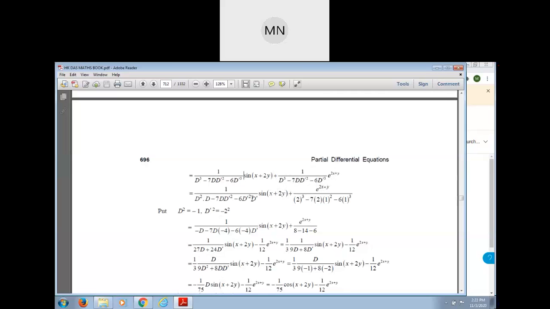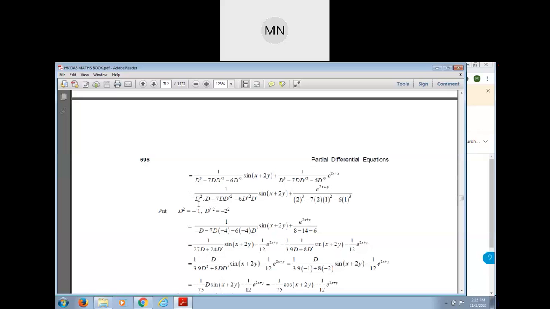But in case of sine and cosine function, you have to put the value for d square, d dash square and d dash. Okay, remember this one. But in case of exponential function, you can directly put the value for d and d dash. So in the second part we directly put the value of d and d dash, but in the first one we write d cube as d square into d, because we cannot put the value of d directly for sine and cosine function.